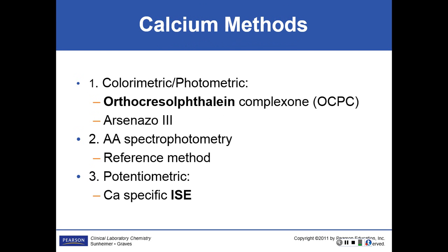Total calcium can be measured with a photometric colorimetric method using orthocresolphthalein complexone, the most common method. The atomic absorption is our reference method, however it's a little too expensive for major laboratories.